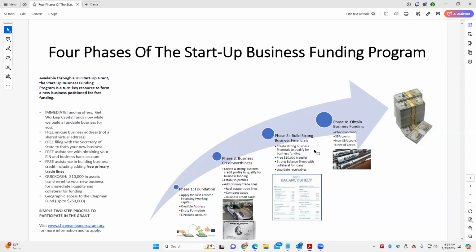And this graphic shows in pretty good detail the process and what we're going to do. And it also shows them the outstanding value proposition. Funding right away, right? Trade lines right away. And then, of course, we'll continue on to phase 3 and 4 in just a second.